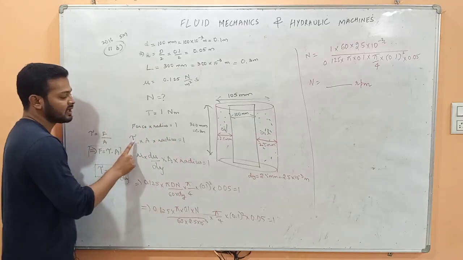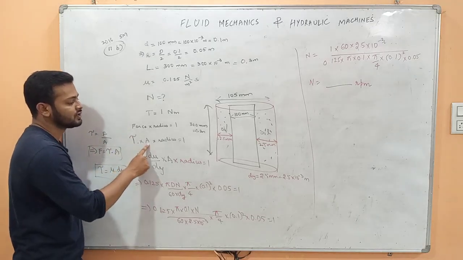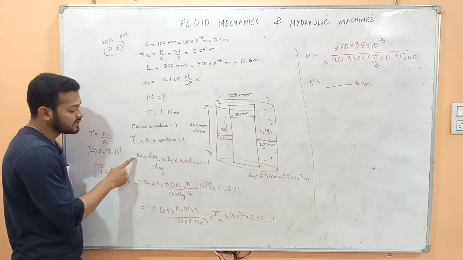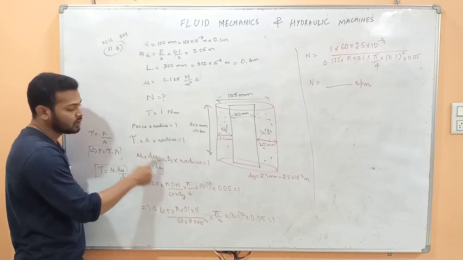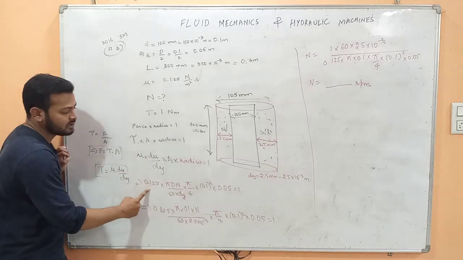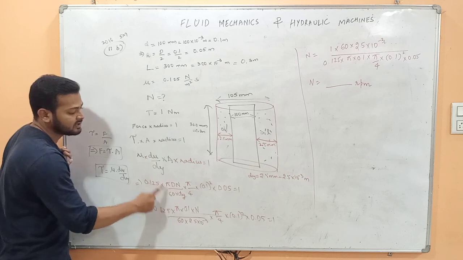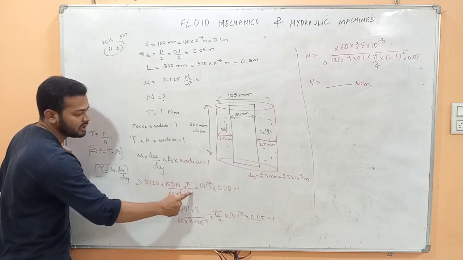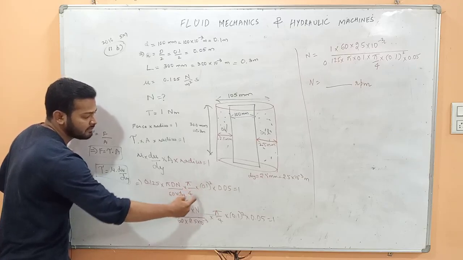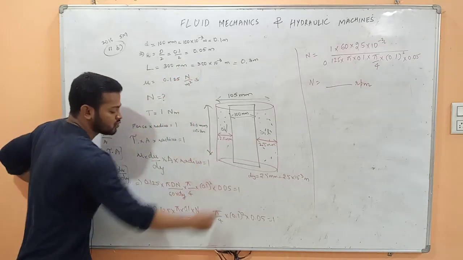So force can be written as shear stress into area. Stress into area is force. So shear stress into area into radius is equals to 1. Tau value as per Newton's law of viscosity is mu into du by dy into area as it is into radius is equals to 1. So mu value has been given in the question. I have substituted that value. Du is pi d n by 60, dy as it is, into area is pi by 4 d square. Area of cylinder cross section area is pi by 4 d square into radius is 0.05 is equals to 1.